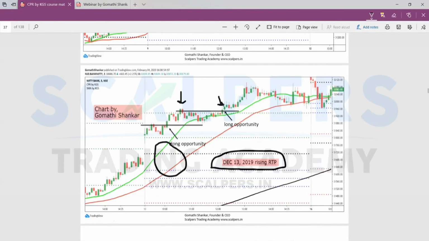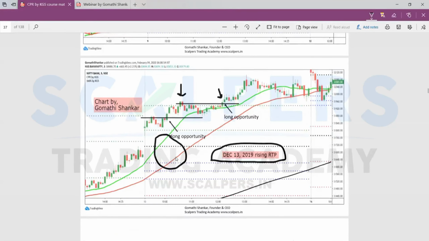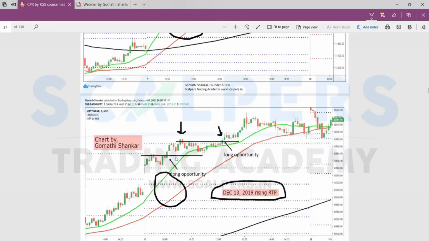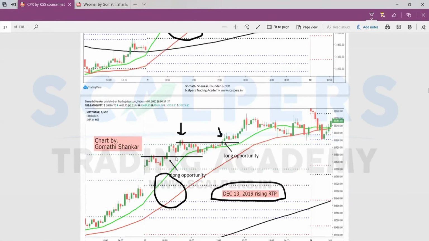See, when the day high is broken, you can go for a long. See, this is how you identify a trending market. Whenever there is a rising RTP or a falling RTP, you can easily identify it. See, on February 20th, it is an RTP.